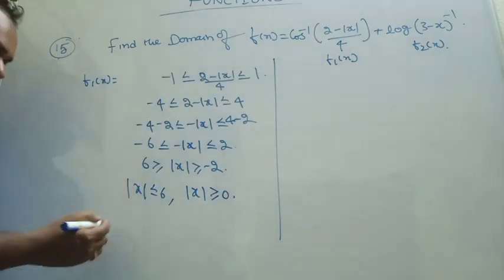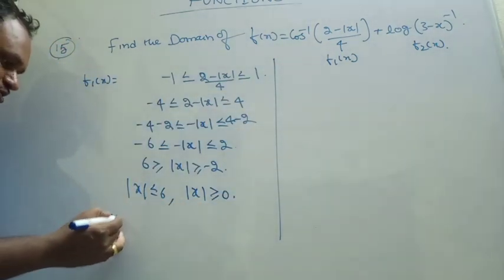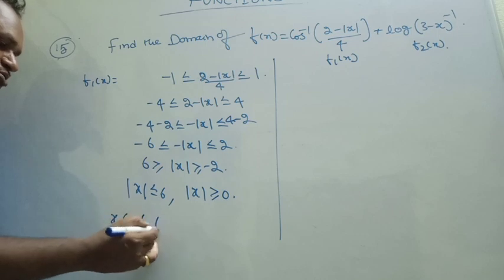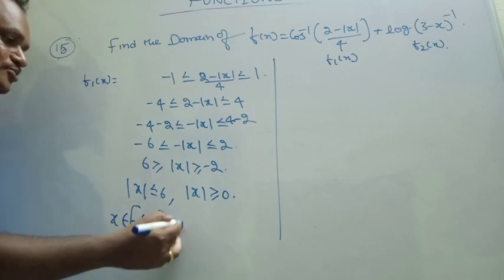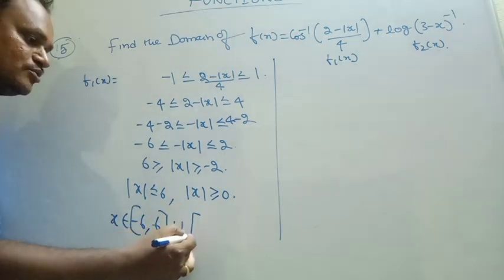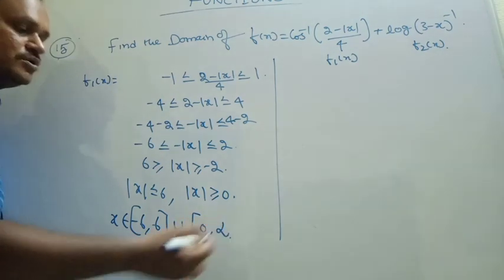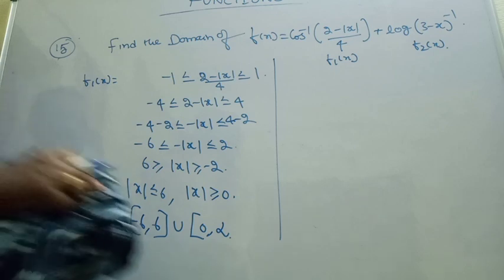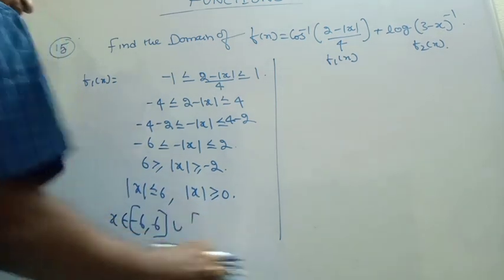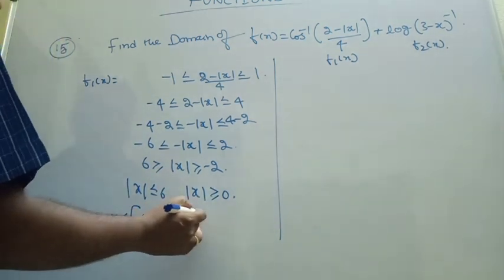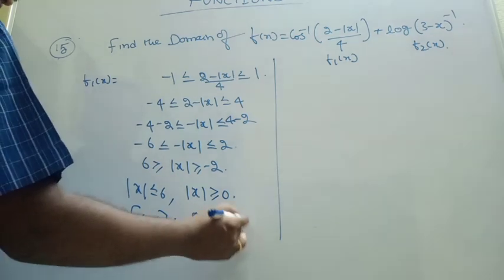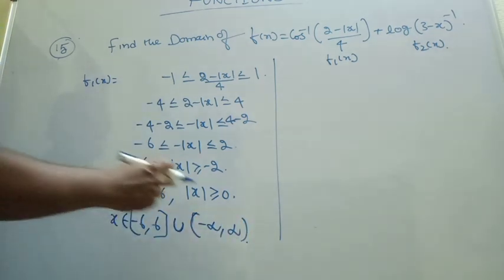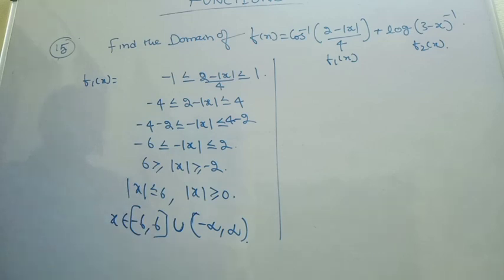When mod x is less than or equal to 6, x belongs to the closed interval minus 6 to 6. This union, mod x greater than or equal to 0, means you are taking mod x for any value, of course. So x will become any real number, from minus infinity to plus infinity, because mod x for any real number will be greater than or equal to 0.